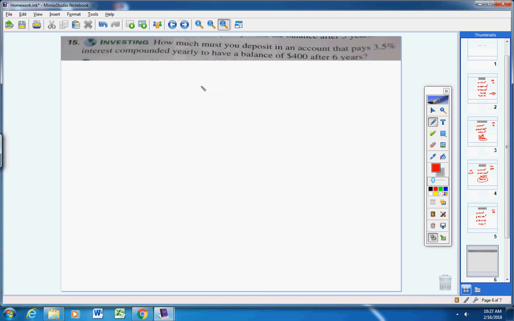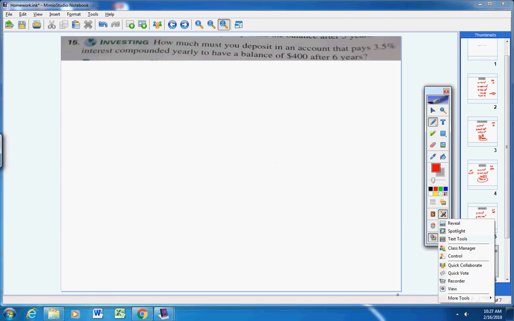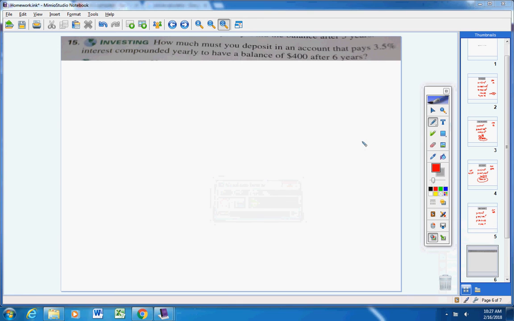Now, number 15 is a little more interesting. It's a little different, so please listen carefully and let me help you, okay? On number 15, students, if you look carefully, you'll see we are not finding the balance, we're finding how much you're going to deposit or how much you're going to start off with. Okay? So here's the question.